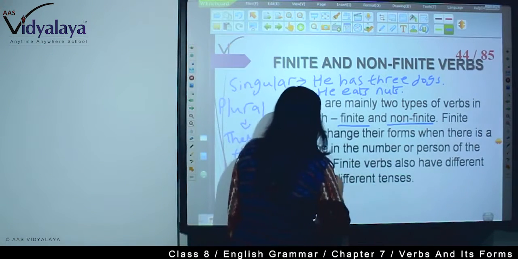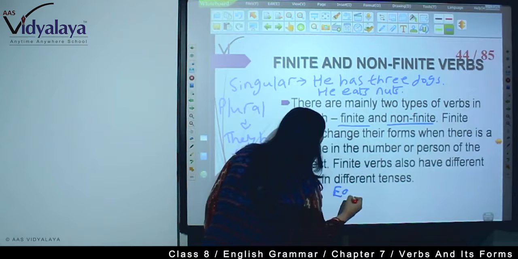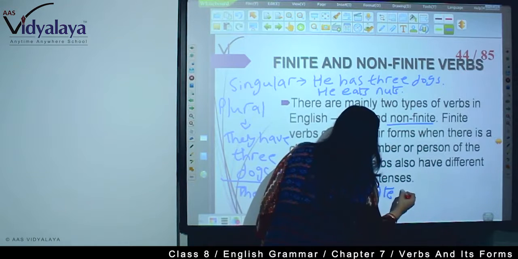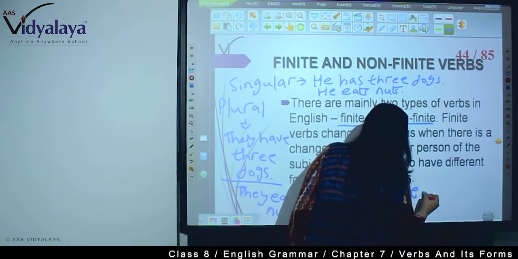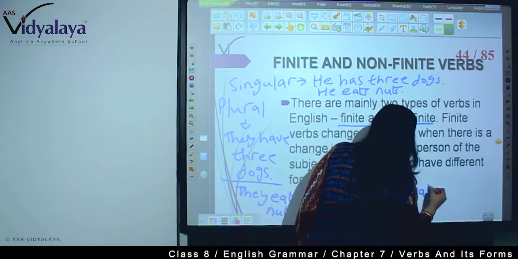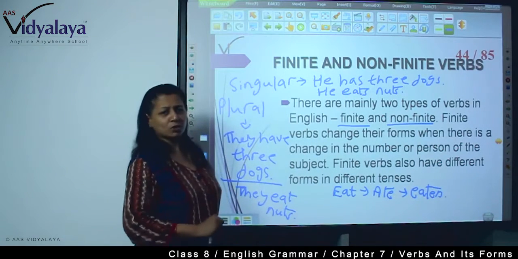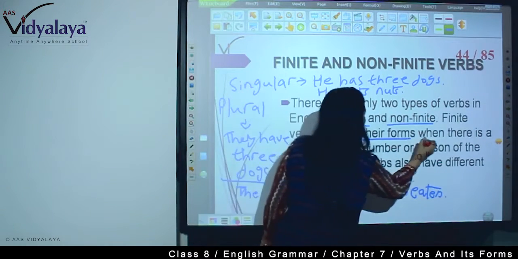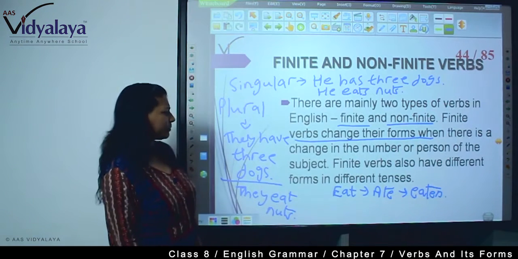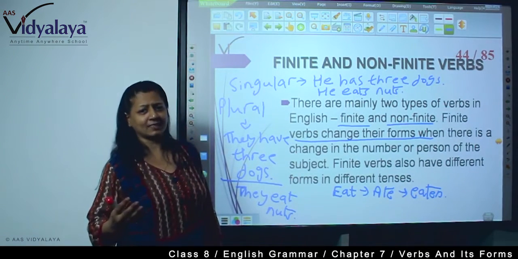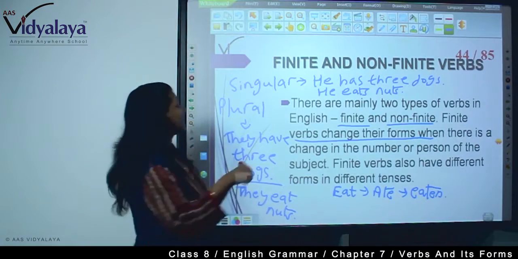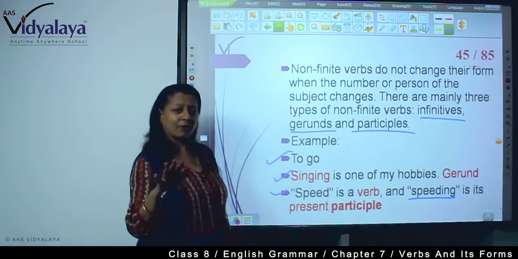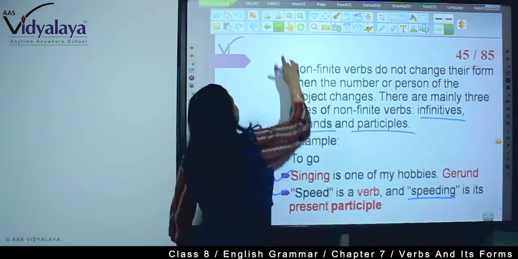Now one more thing. Eat is in present, it is eat. In past, it is ate. And with the third form, it is eaten. So you are seeing there are different forms also. Eat, ate, eaten. So they change their forms when there is a change in the number or person and when they are in different tenses. So finite verbs always change. But non-finite verbs don't change. They remain the same, whatever the number or whatever the person.